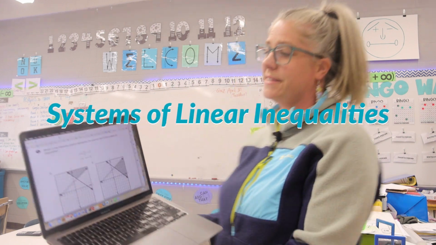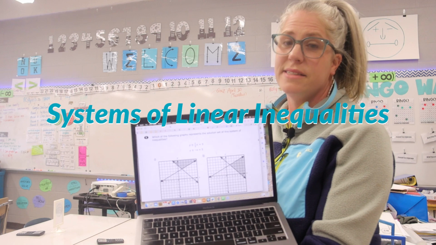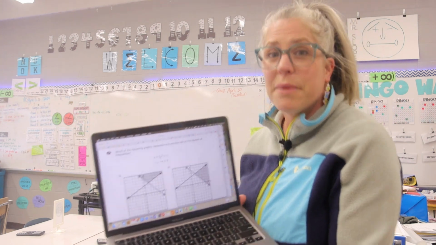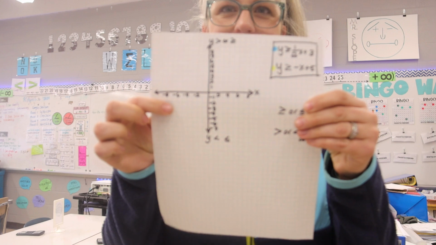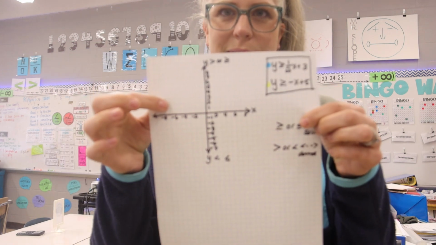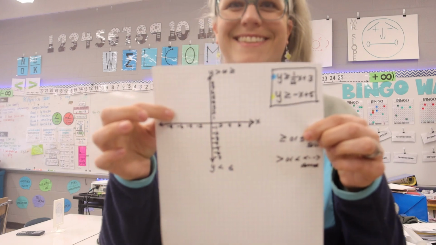I'm going to talk to you today about systems of linear inequalities. When you get the MCAS, you're going to have graphs like this, which makes it hard. I'm going to suggest to you to use your scrap paper. I have updated the graph paper and added the graph to my scrap paper. Now we're going to solve.